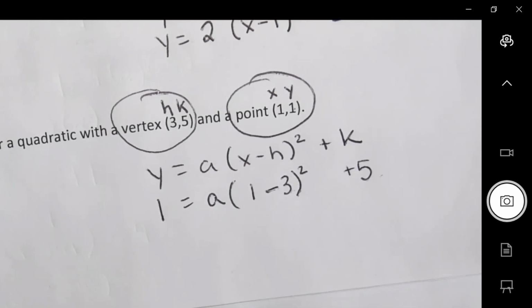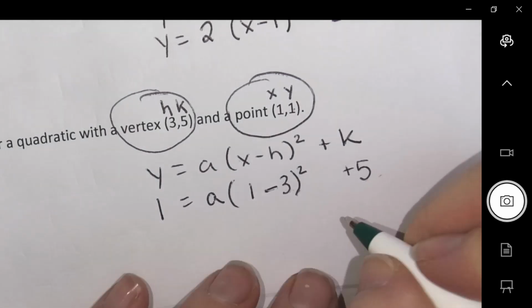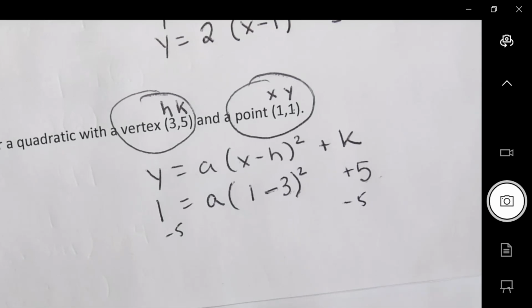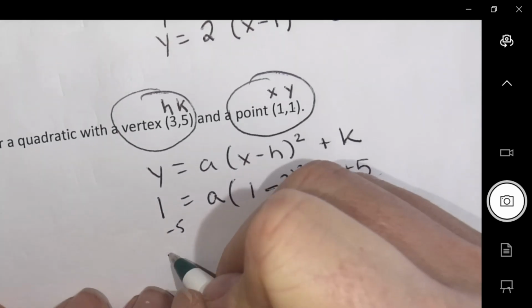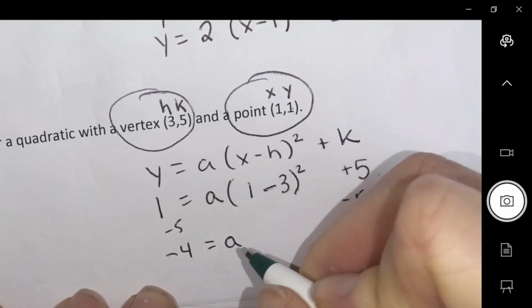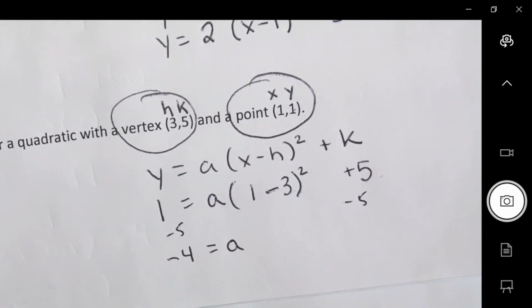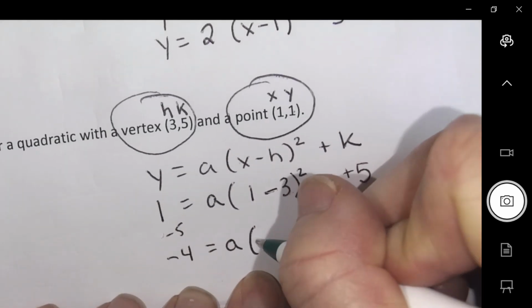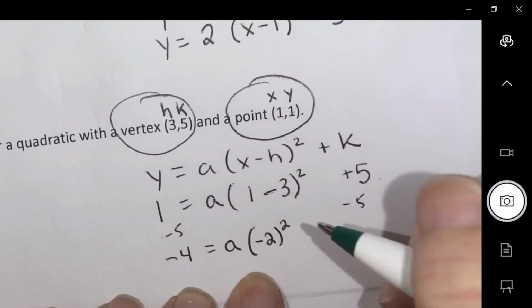So would this make sense to you? The first thing I want to do algebraically is -5. Does that work? I'm going to -5 from both sides. So -4. I'm also going to, at the same time, figure out what my bracket is. I'm going to do two things at once if this is okay with you. 1 subtract 3 is -2 squared.